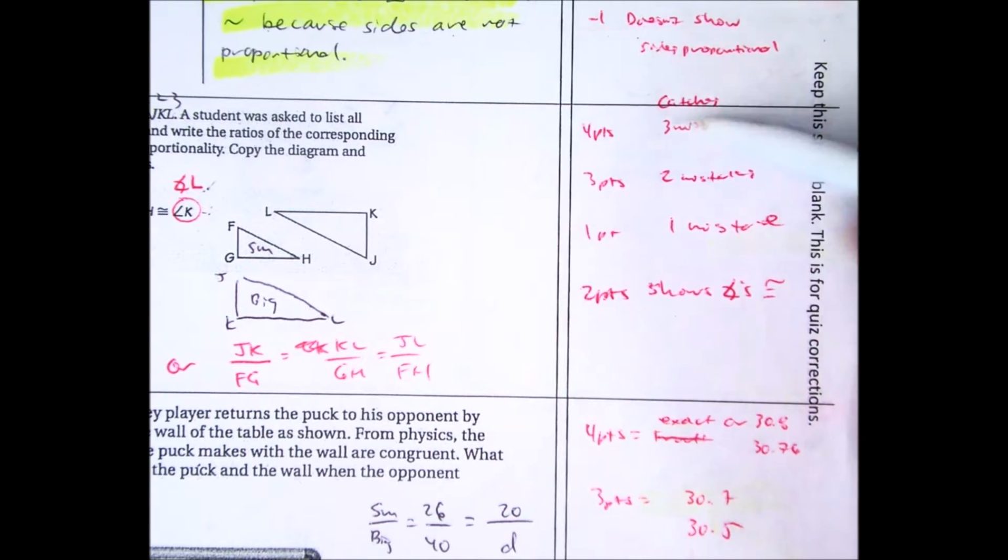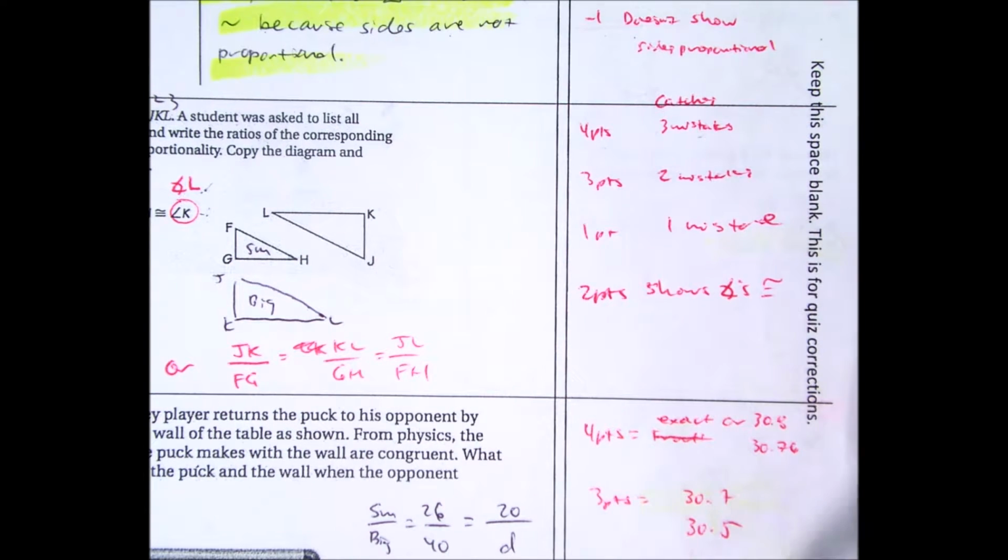If you caught all 3 mistakes, I gave you 4 points. 3 points if you caught 2 mistakes. 2 points if you caught 1 mistake.